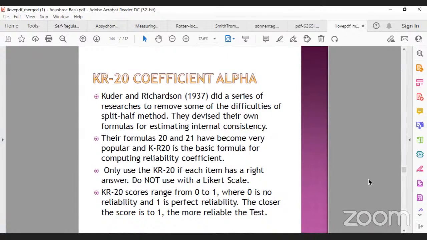Do you remember any test which has yes or no type of dichotomous response types? Can you think of any? Not in mind, ma'am. Okay. Think. Have you used any scale which has only one right answer? Only one right answer, ma'am.